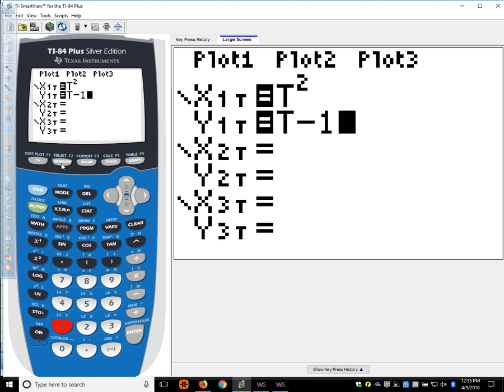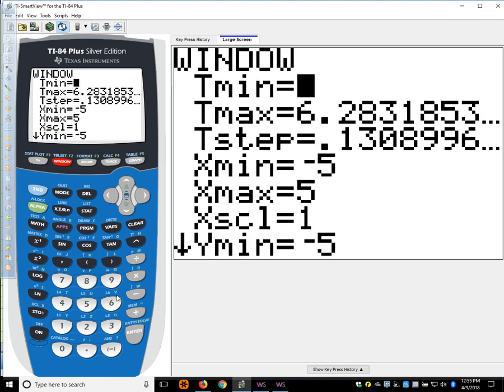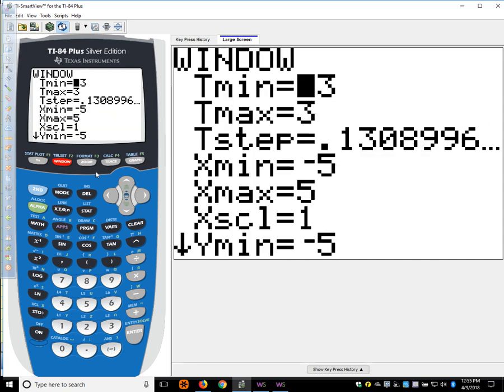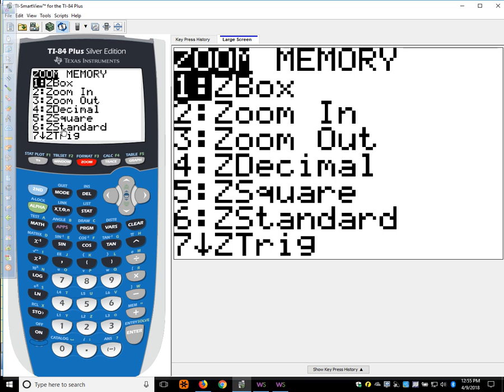And I'm going to go into my window, and I'm going to put t minimum at -3, t maximum at 3. And then I'm going to graph this. And notice as it graphed, it did this part and then that part. So that's the window. If you do zoom standard, just do zoom 6. Mine's not working.